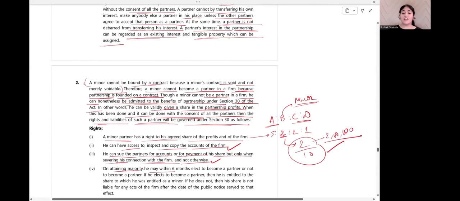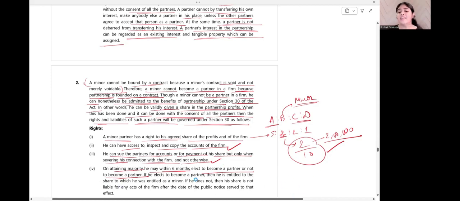On attaining majority, he may within 6 months elect to become a partner or not to become a partner. In the 6 month period after becoming 18, becoming eligible, this minor has the right. If he wants, he can still become a partner, or if he wants, he can reject becoming a partner. If he elects to become a partner, then he is entitled to the share to which he was entitled as a minor. If he says, okay, I want to continue as a partner, he will be given the same share, 2/10.